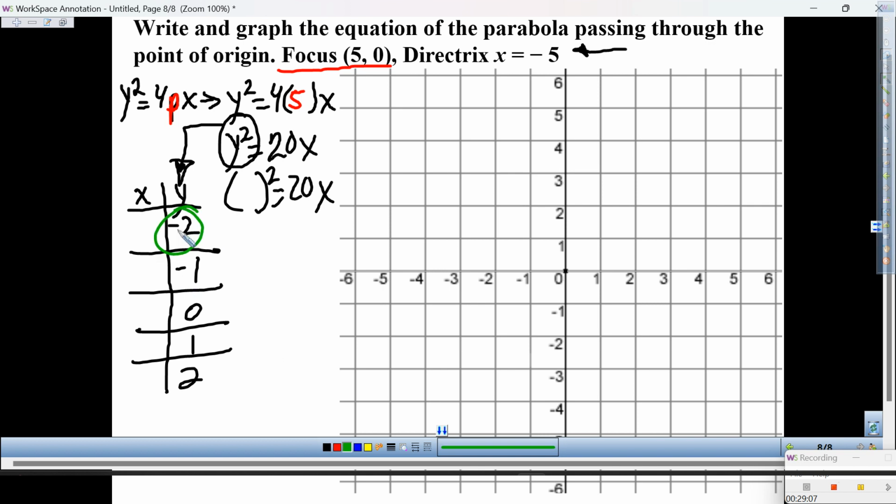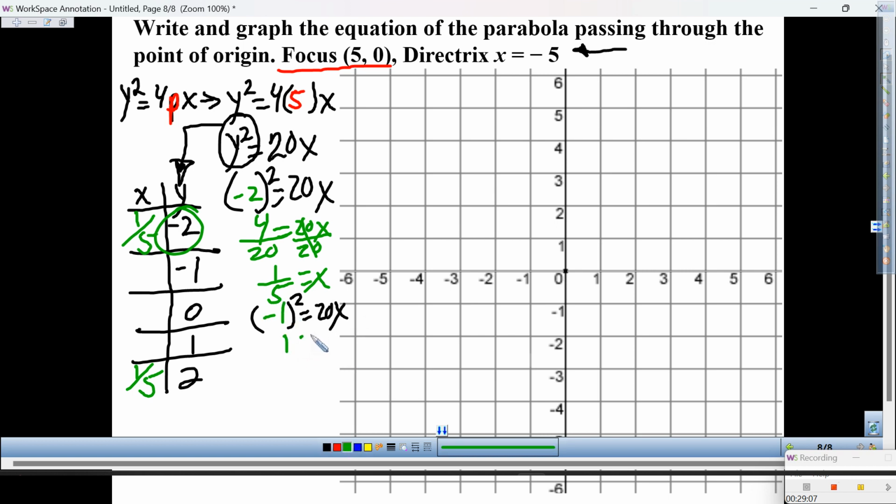My first value is -2. This is 4 equals 20x. Divide by 20. So, simplified, this is 1/5. Hands, if you got that? And also we fill that at the bottom, 1/5. Next, -1 squared equals 20x, so that is 1 equals 20x. Divide by 20. 1/20th equals x. It goes here and here. And 0. All right, help me graph this.